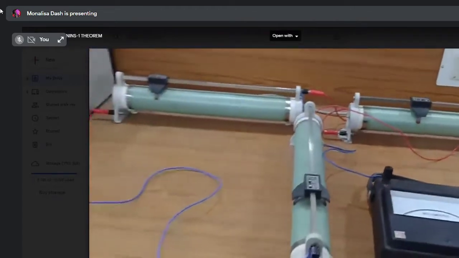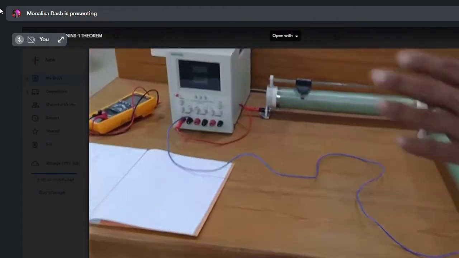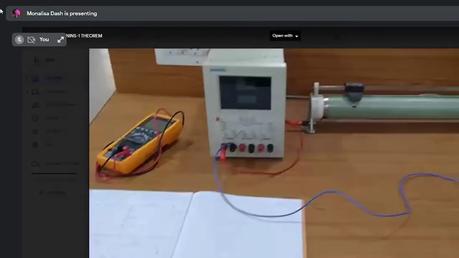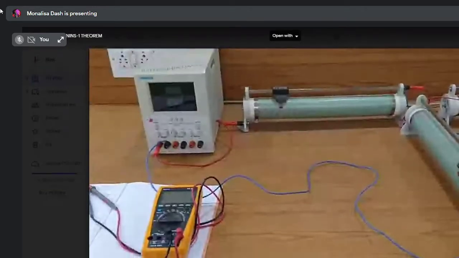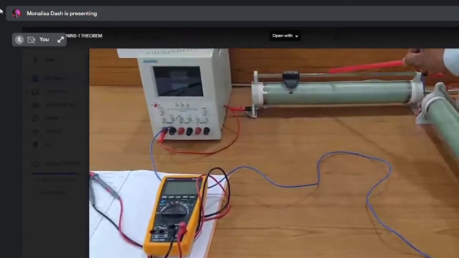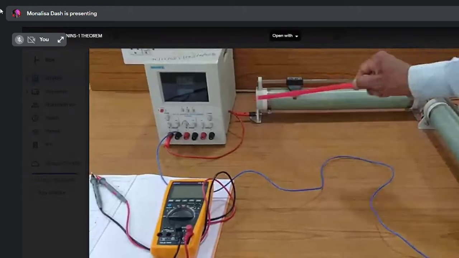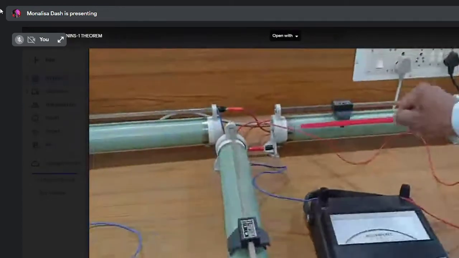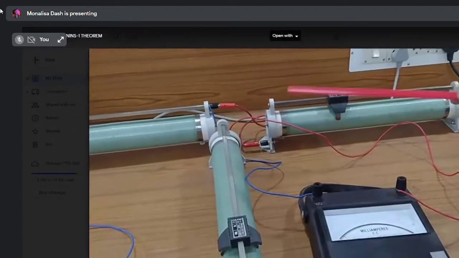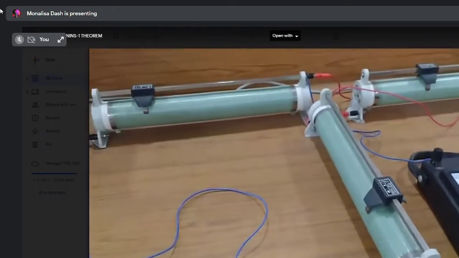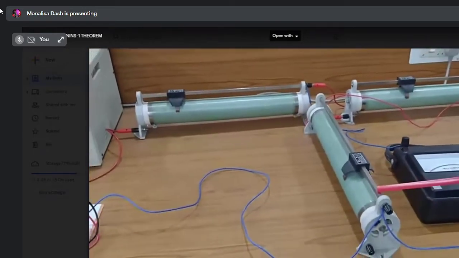So according to the circuit diagrams, we are arranging these instruments. We have arranged these resistances. This is the R1. We have set this resistance at 10 ohm by using this multimeter. Similarly, R2, 20 ohm, and R3, 40 ohm resistances. All the 3 resistances are connected in a T form.